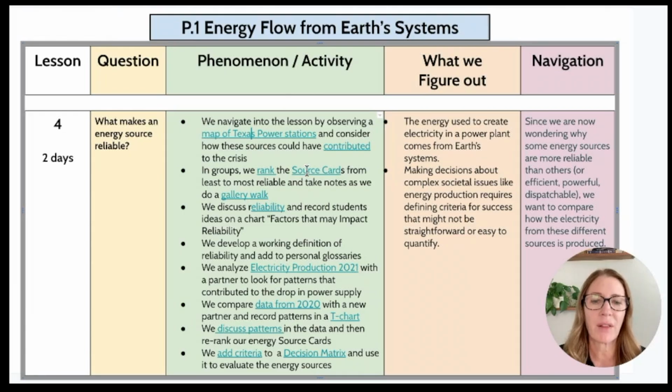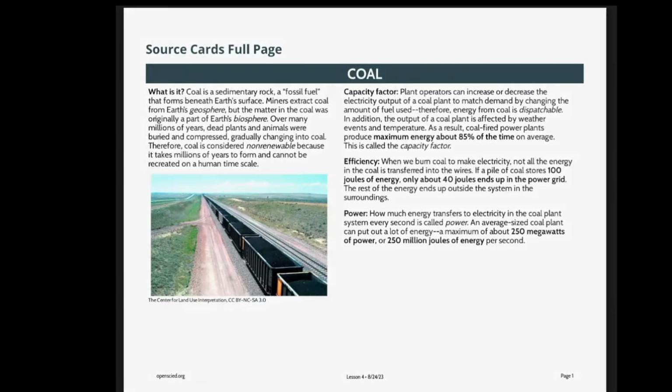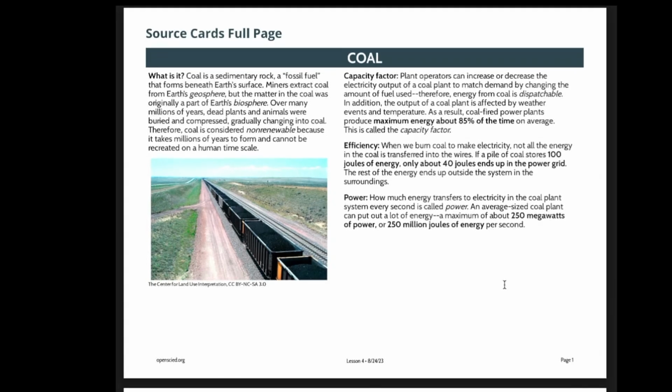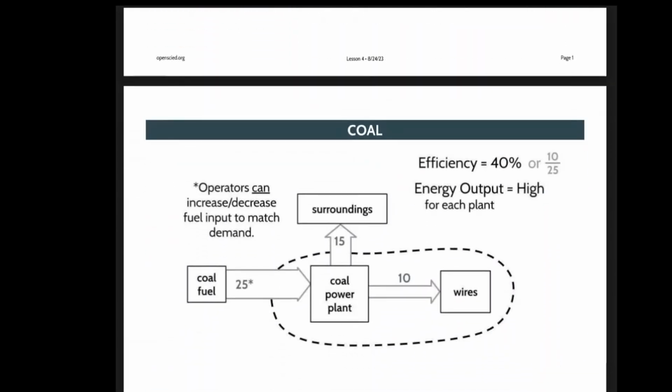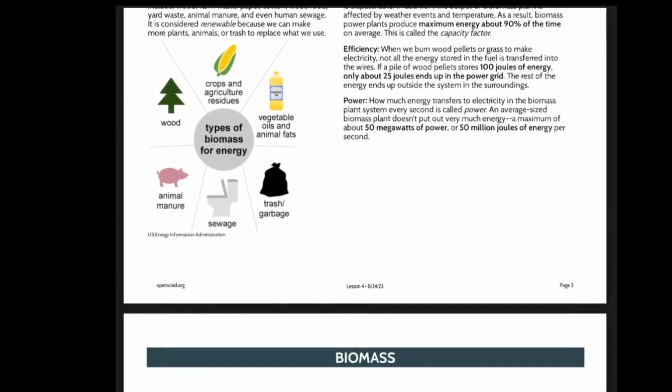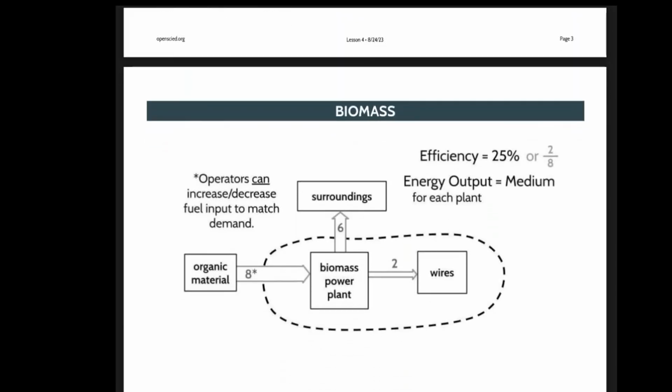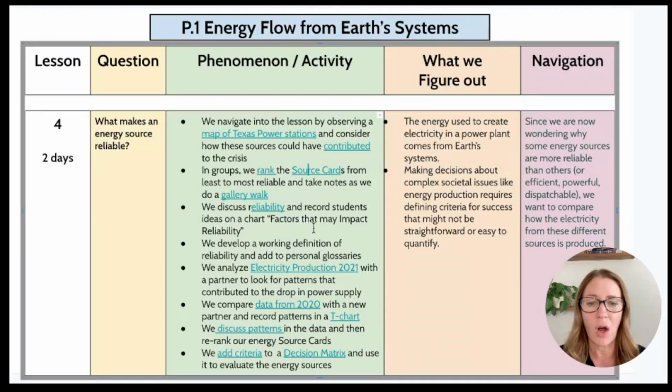Then we're going to get these source cards, and they are printed out. If you have a kit, they should be in the kit, already prepared to pass out to groups. Students are going to read through these cards and sort them, and here are some energy diagrams that go with them. They're going to sort them based on what they think is the most reliable, and they're also going to take some notes as everybody sorts their cards and lays them out.